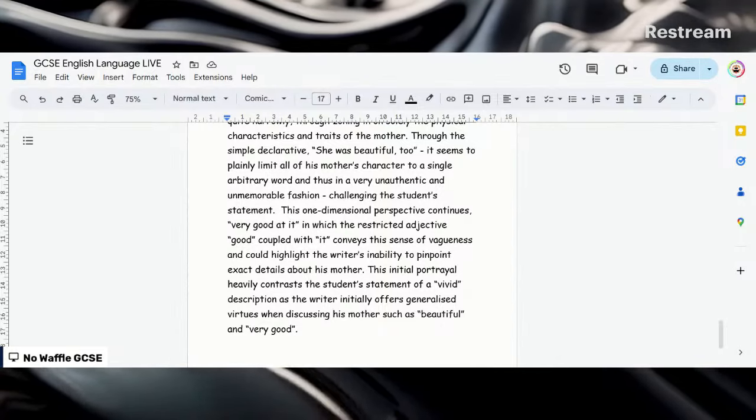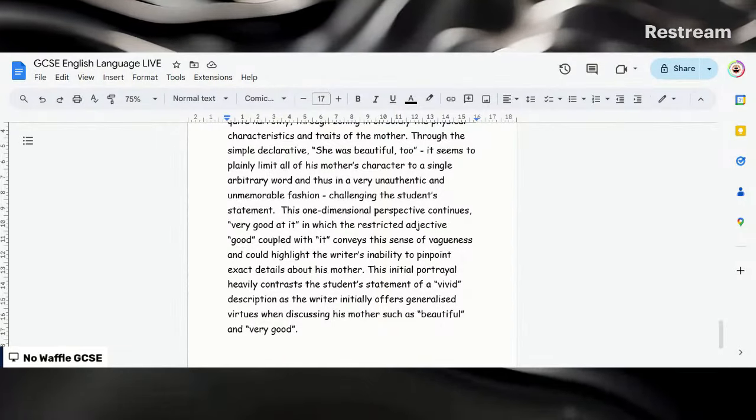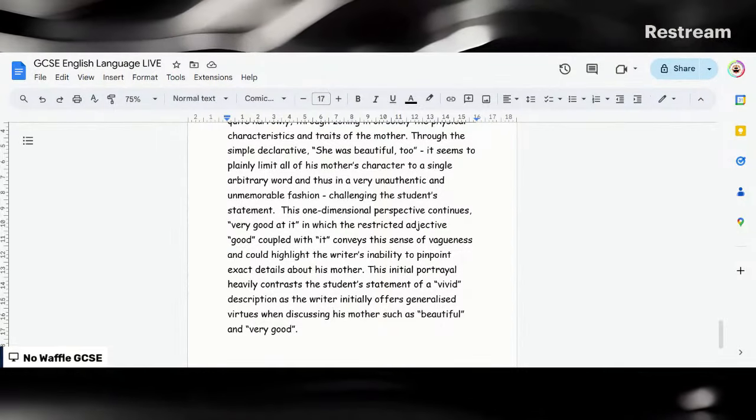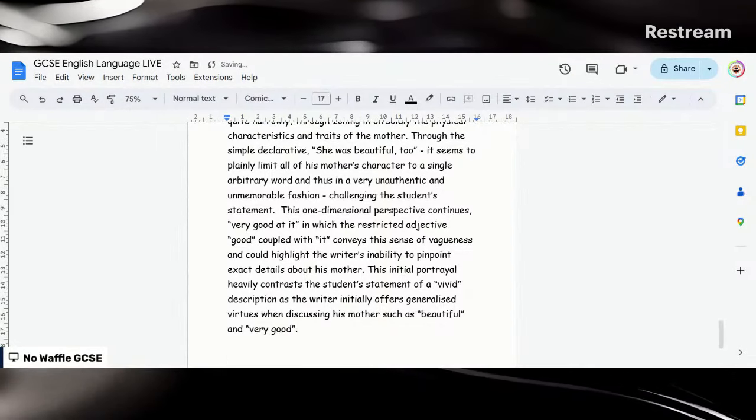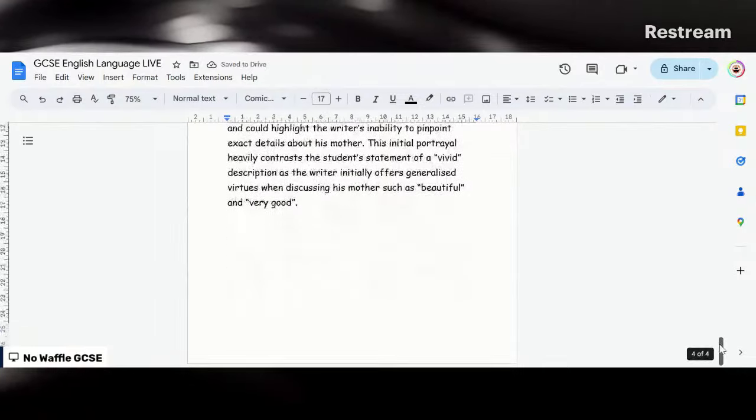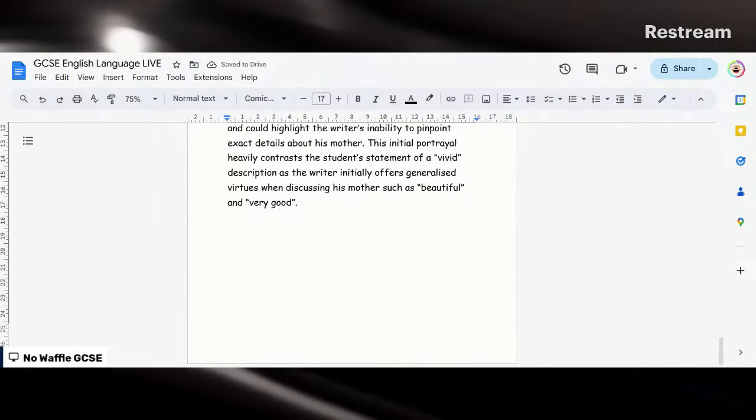Yes, we are quoting words like it because we're talking about how there's vagueness. He's not being specific at all, the writer. Okay, now moving on to our next paragraph, because remember this is a 20 marker, timing is tight.